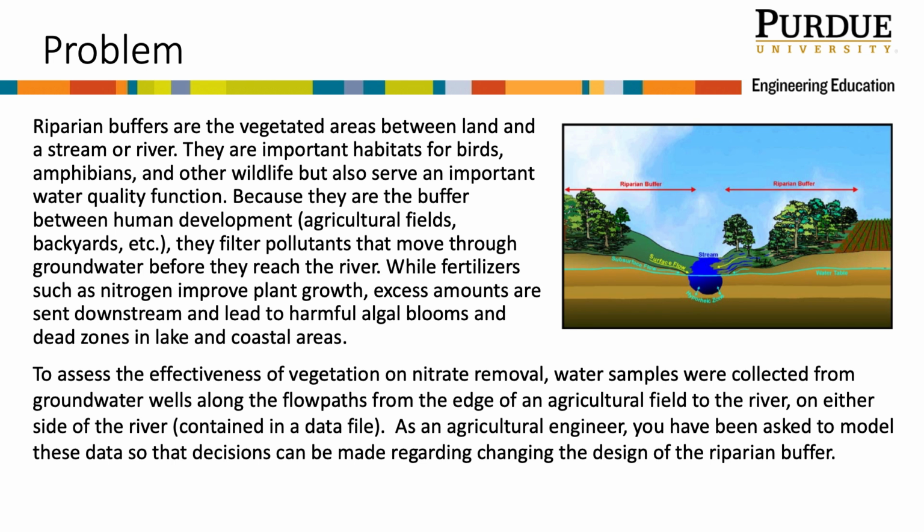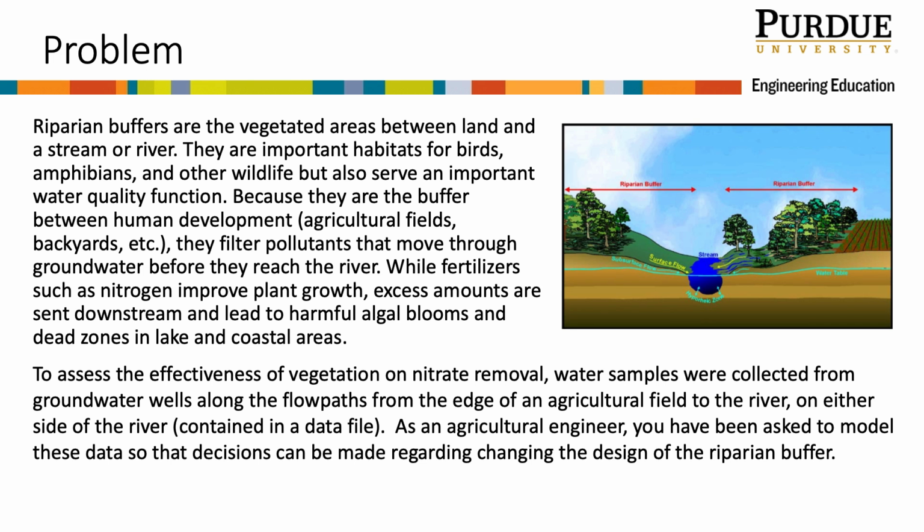Riparian buffers are the vegetated areas between land and a stream or river. They are important habitats for birds, amphibians, and other wildlife, but also serve an important water quality function. Because they are the buffer between human development, things like agricultural fields or backyards, they filter pollutants that move through the groundwater before they reach the river. While fertilizers, such as nitrogen, improve plant growth, excess amounts are sent downstream and lead to harmful algal blooms and dead zones in lake and coastal areas.